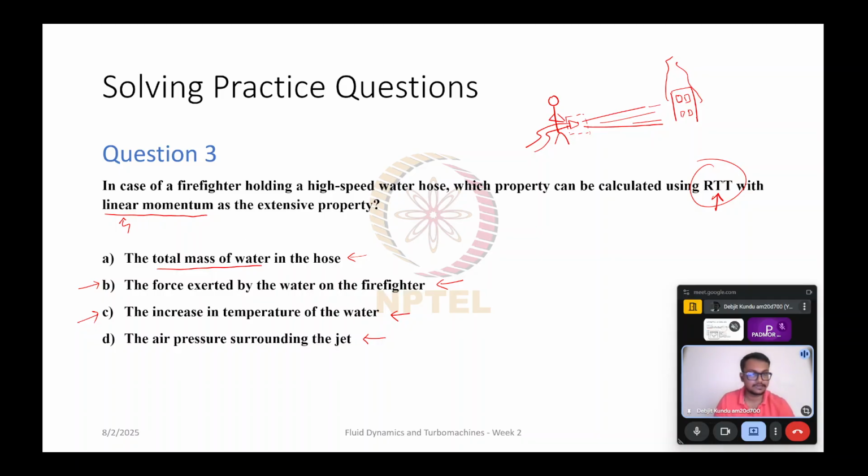So maybe integral analysis may not be enough to answer this question. However, for this particular situation, the air jet has come out into the open atmosphere, and the pressure everywhere would be equal to the atmospheric pressure only. But in any other case, we need to explicitly solve for the flow fields to get the pressure distribution. So that would require a more in-depth differential analysis, and integral analysis may not be enough to answer this question.